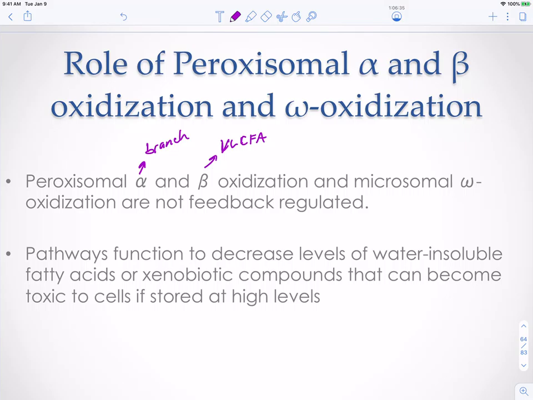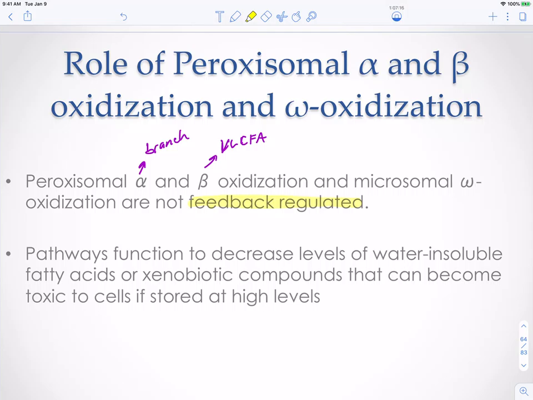And that's because the very long chain fatty acyl synthetase is only in the peroxisome membrane, it's not in the mitochondria membrane. Your omega oxidation, for your omega carbons, is kind of a backup system. But one thing to keep in mind is these are not feedback regulated. So if you have a branch chain coming in, your peroxisome is ready to metabolize it. If you have a very long chain fatty acid coming in, your peroxisome is ready to metabolize it. So those are always on, and part of the reason is because we don't store very long chain fatty acids or branch chain fatty acids, so you have to metabolize those.